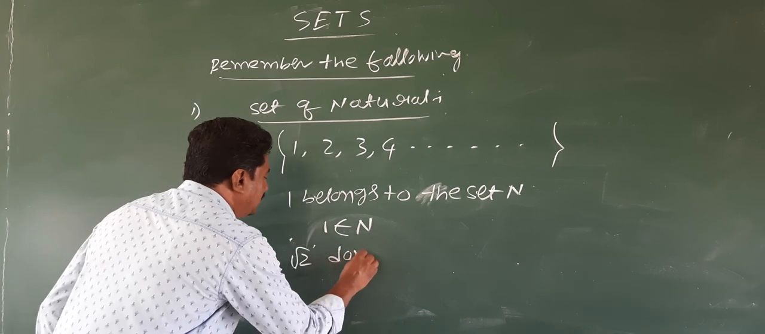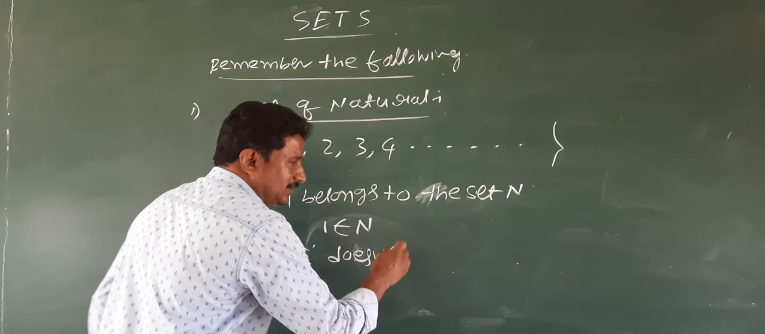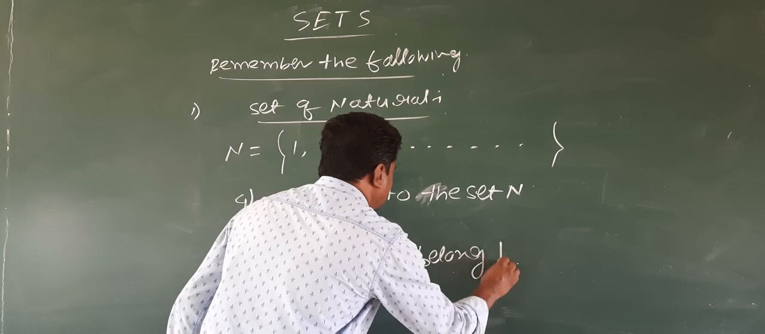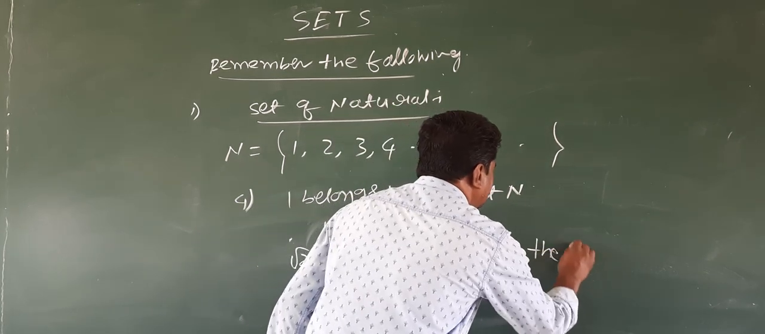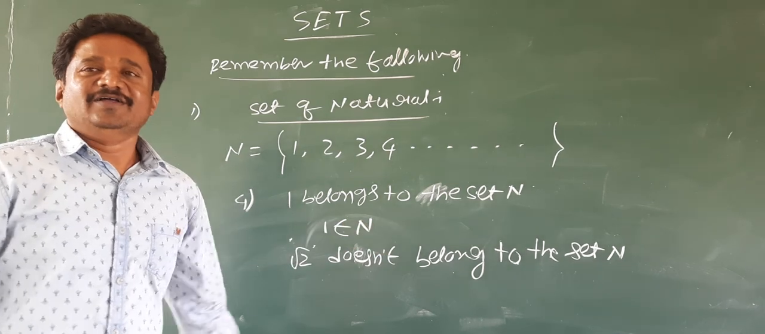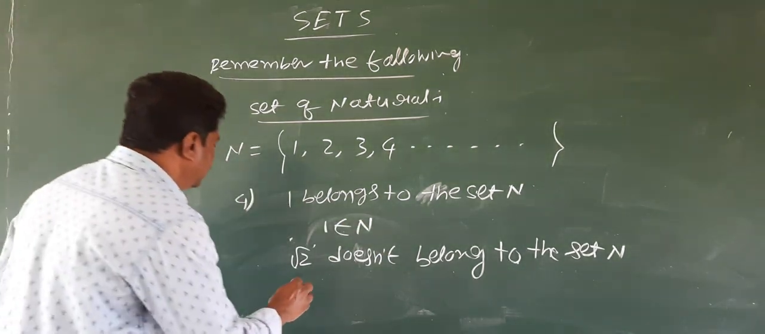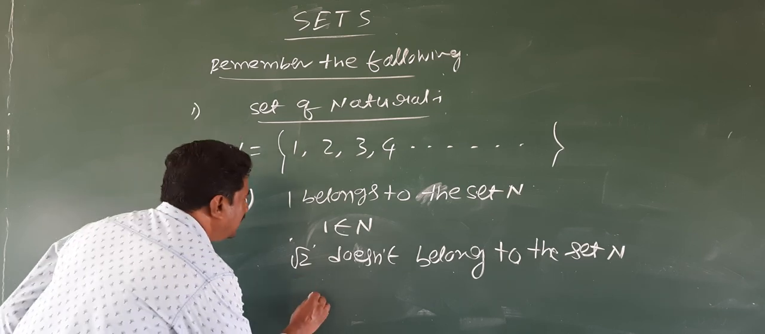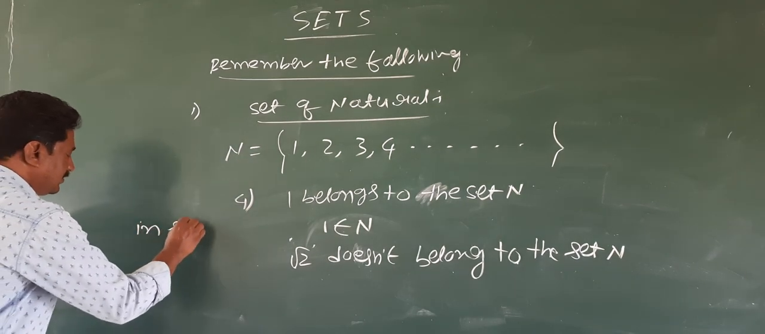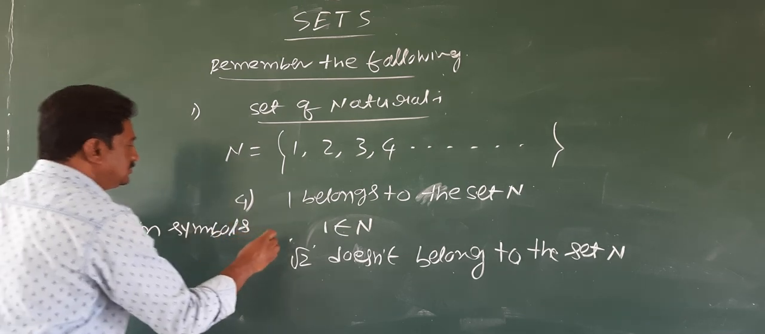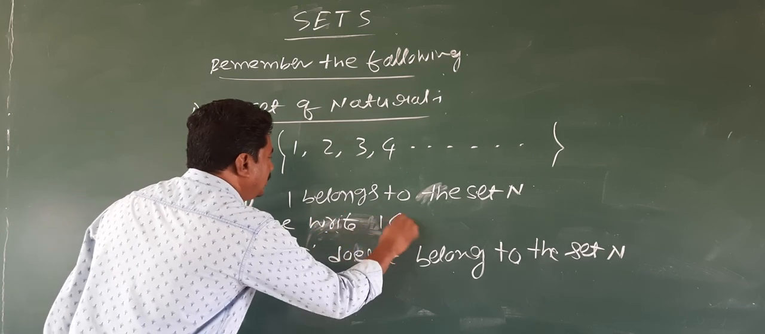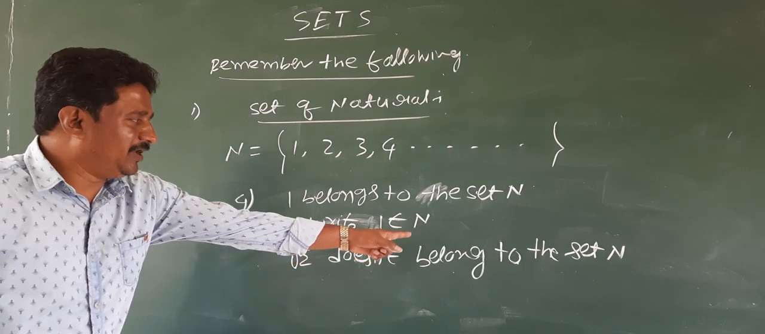Now, root 2 does not belong to the set N. Is root 2 an element of the set N? No, root 2 is not in N. In symbols, we write: one belongs to N, so root 2 does not belong to the set N.